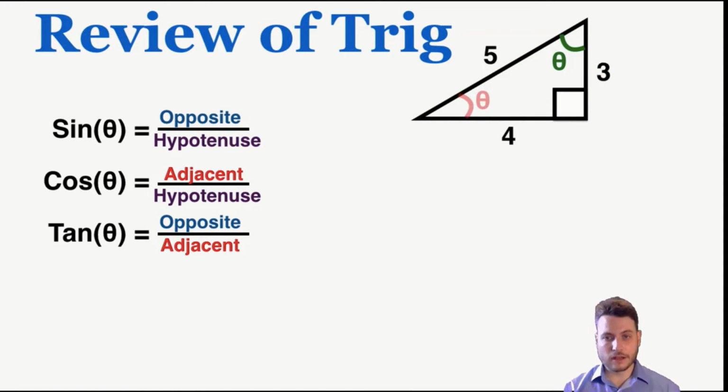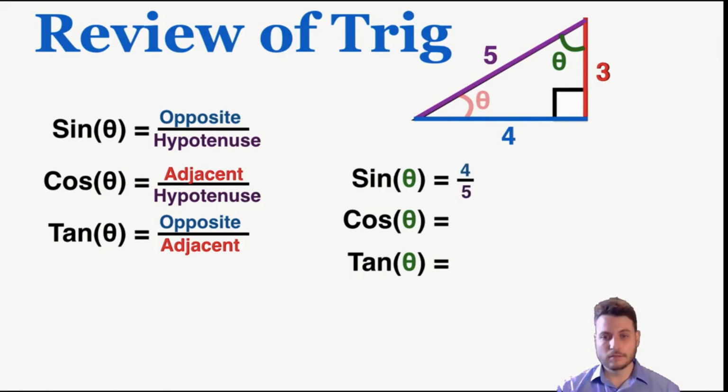I can now compare the trig identities for the second angle up here. I'm going to call this the green angle instead. And I can see that for this green angle, the 3 is now the adjacent side, the 4 is the opposite side, and the 5 is the hypotenuse. So plugging this in, these are the trig identities for that other second angle of the triangle.